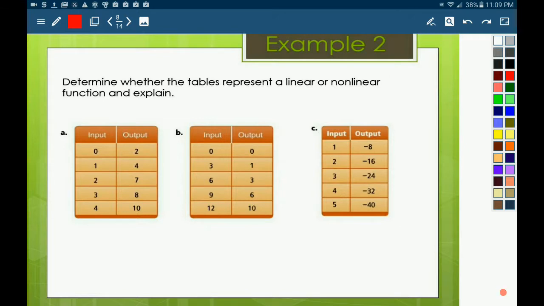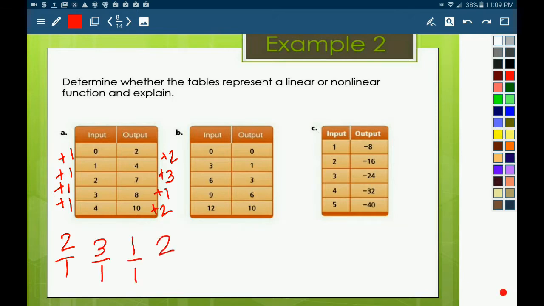I'm seeing that the inputs are increasing by 1 each time. But then the outputs, I'm seeing from 2 to 4, they increase by 2. From 4 to 7, they increase by 3. From 7 to 8, they increase by 1. And from 8 to 10, that's an increase of 2. So if I make my rise over run ratios, or my change in the output over the change in the inputs, I'm seeing 4 different ratios. 2 over 1, 3 over 1, 1 over 1, and then another 2 over 1.